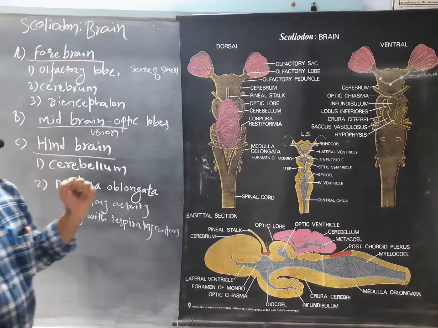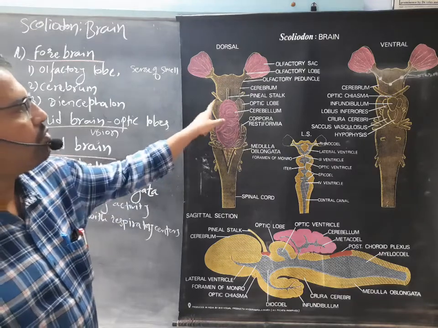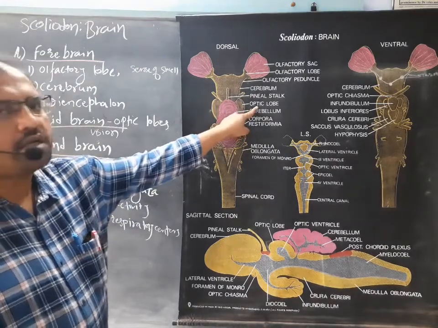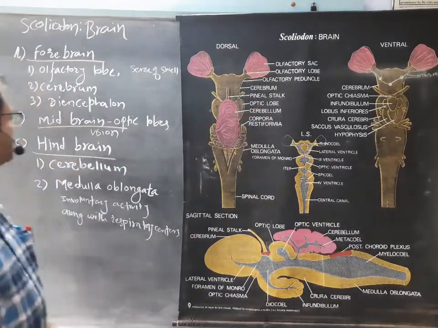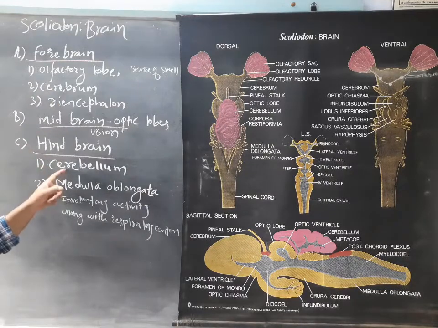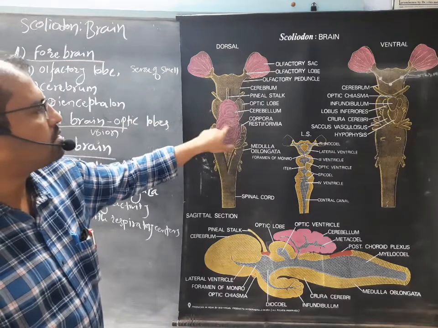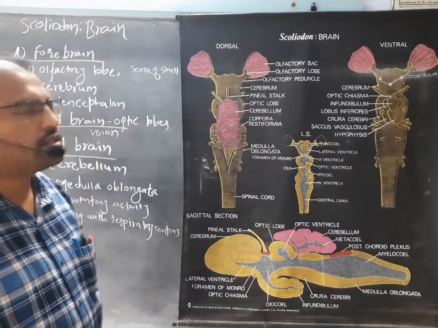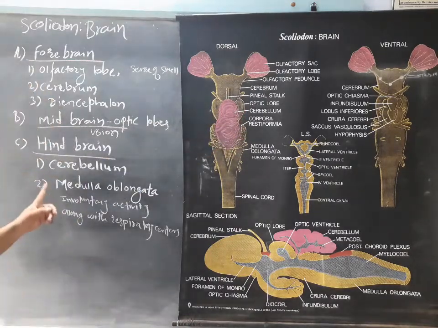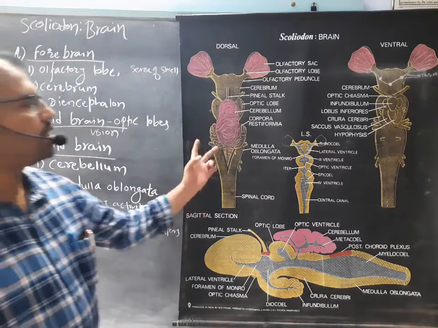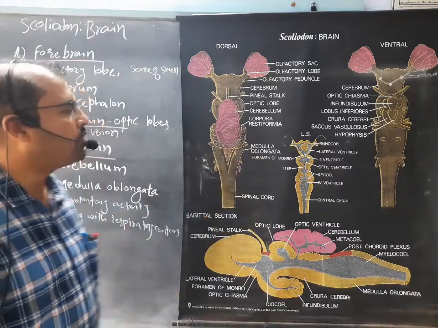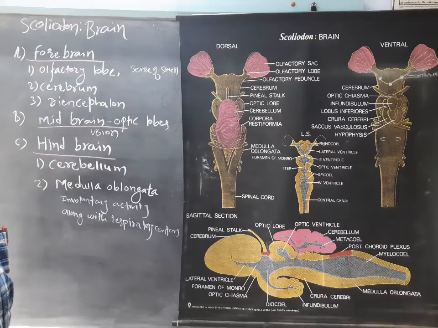Then the midbrain has two lobes, called the optic lobes. Then the hindbrain has the cerebellum, the pink colored structure, and the second part is the medulla oblongata, an elongated Y-shaped structure. So these are the parts of the brain of Scoliodon.